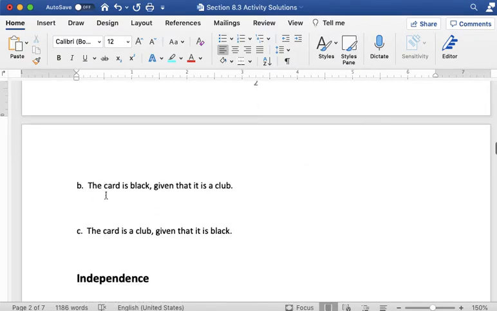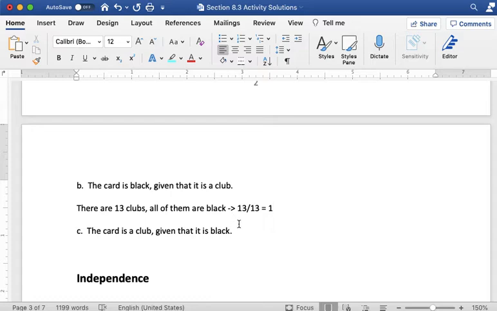Part B. The card is black given that it is a club. So again, we're starting with the second part of the sentence. Given that it is a club. So I know that in my deck there are 13 clubs. And then they are all black because all of the clubs are black cards. So that means the probability is 13 out of 13, which is 1.